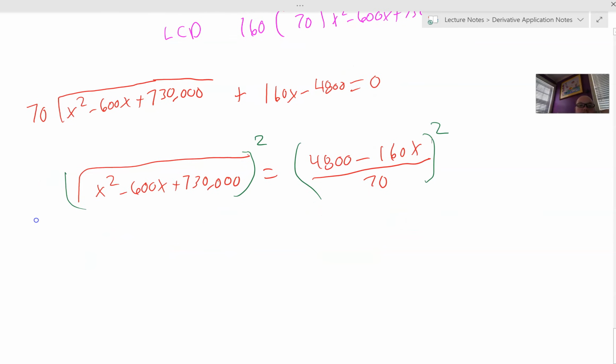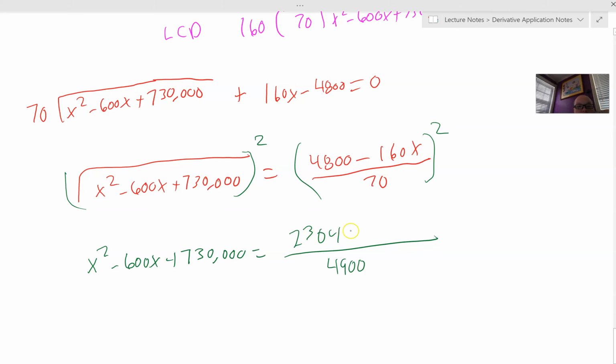Alright, so we square that. So we get x squared minus 600x plus 730,000 is equal. Alright, so 70 squared should be 4,900. Alright, and then we do the square of the numerator, the square of 4,800, minus 160 times 4,800 times x, and 160 squared is plus 25,600 x squared. Alright. Yes, we're getting some big numbers.